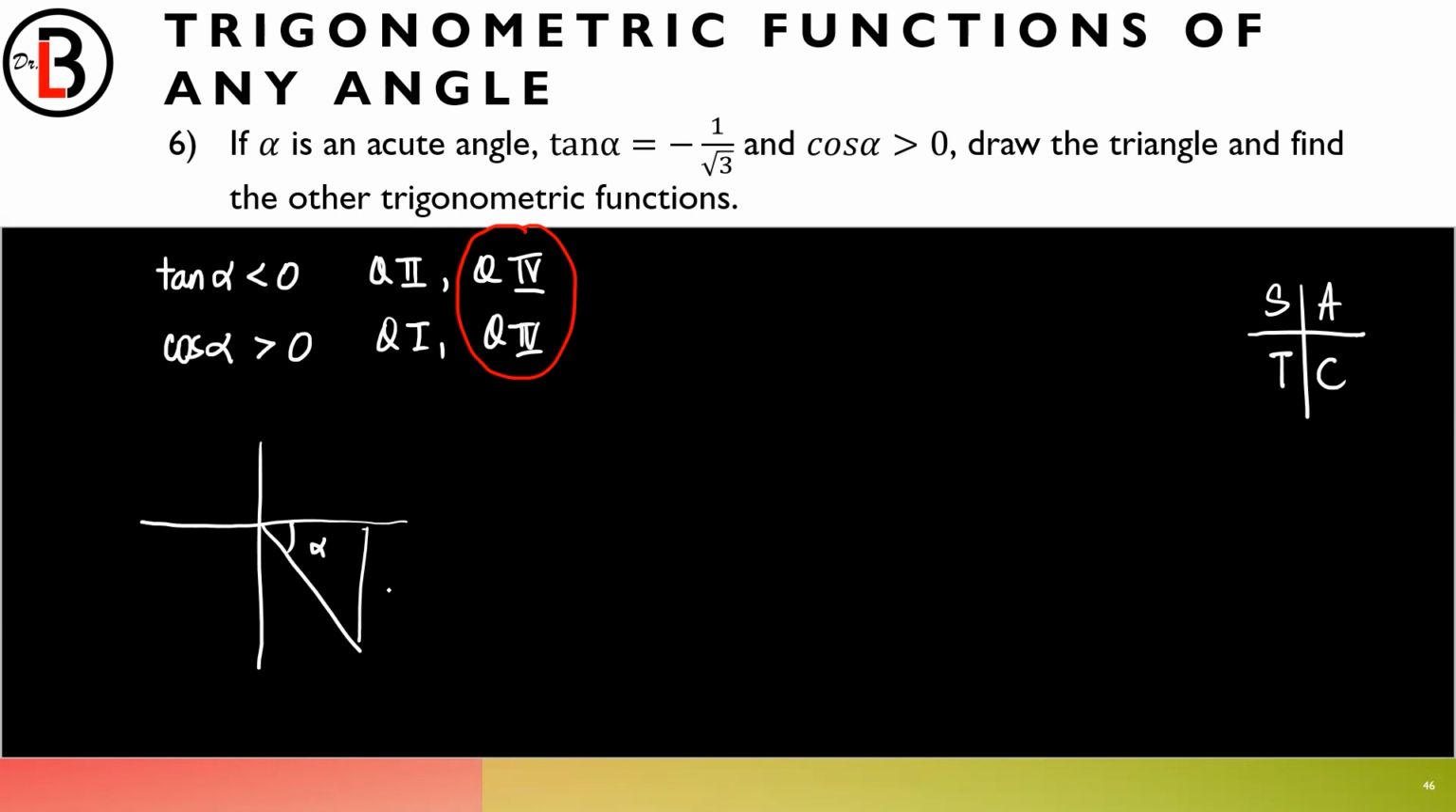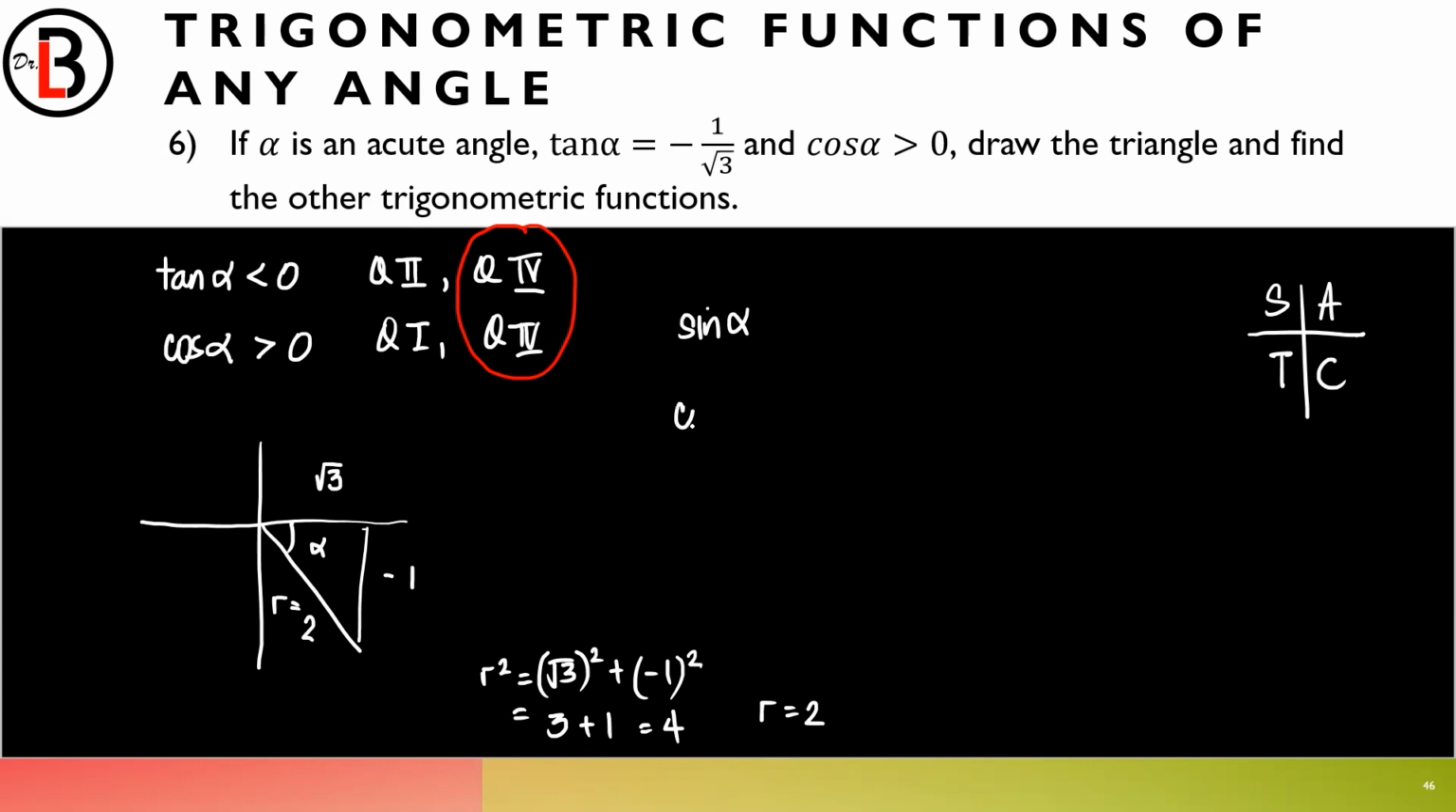Alpha, it says their tangent opposite over adjacent. Since y is going down, let's place negative in there. X, it's positive. So we don't know the radius. We can say that radius squared is square root of 3 squared plus negative 1 squared. So this is 3 plus 1, which is 4. Therefore, R is 2. You're asked to solve for the other trig functions.